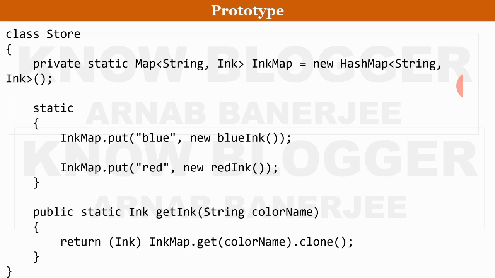Now what I am doing is passing the colorName in the get method of the HashMap, and we are fetching the particular object corresponding to the color name. And we are returning the cloned version of this object, because we are calling the clone of the Ink object. That is how we are returning the cloned version of the Ink object.